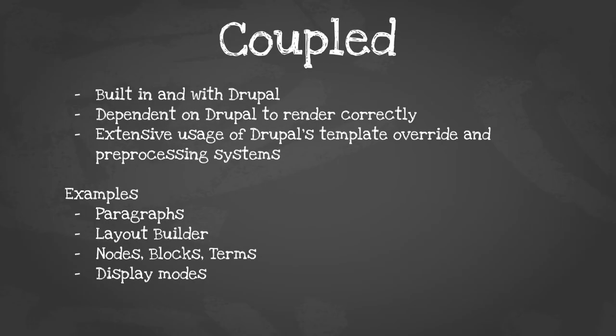And we'll start with the coupled approach. This is a traditional Drupal site. It's going to be built in and using Drupal. It's going to be dependent on Drupal to render correctly. It's going to make extensive usage of Drupal's template override and preprocessing systems. Some examples of this that I think we're all going to be familiar with are paragraphs, layout builder, nodes, blocks, terms, display modes, Drupal templates and Twig, all that good stuff. That's going to be a coupled approach.